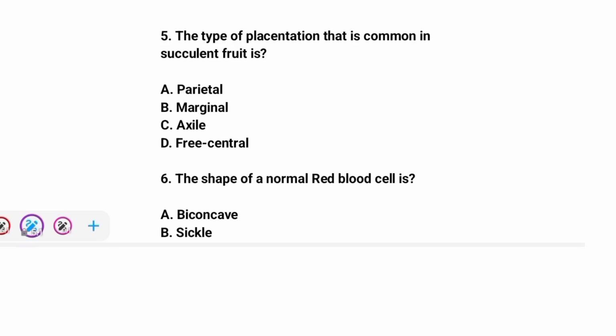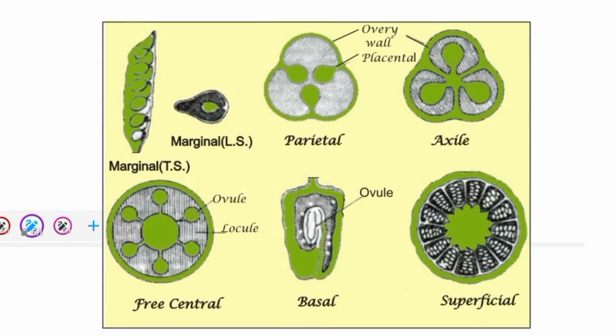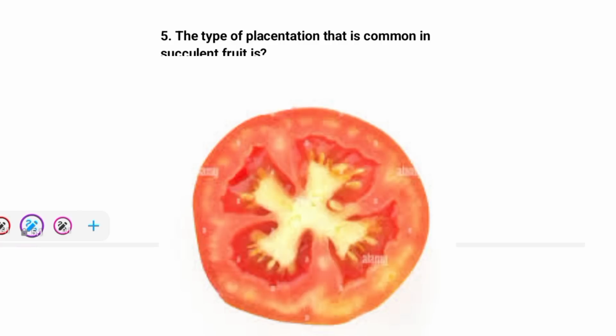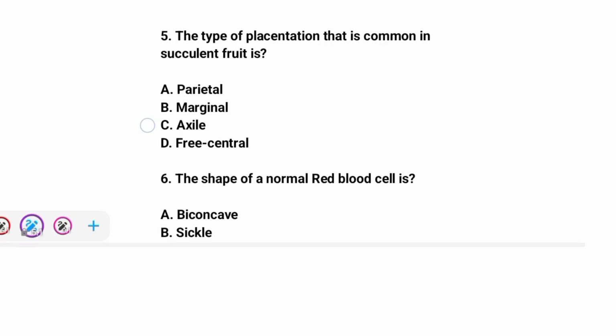From the diagram on your screen, you will see the different types and shapes of the seeds inside the fruits. Succulent fruits are majorly axile placentation. That is a placentation in which the ovules are arranged along the central axis of the ovary. You can see this example here, like what you have in tomato. Tomato is a very succulent fruit. So the answer is axile placentation.